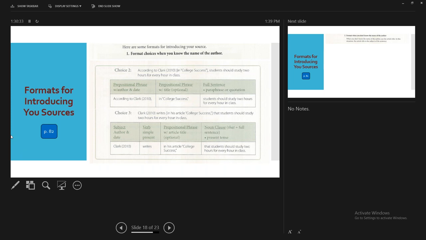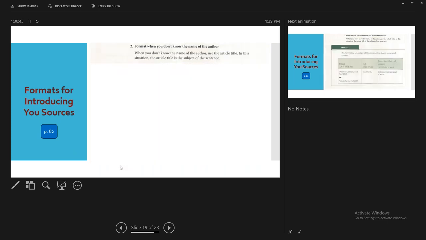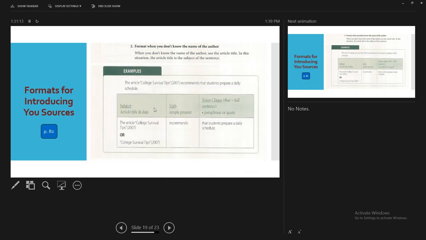No. Okay. Again, please, you can refer to it in your book, page 81, 82. Read it again. If you have any question later on, you can still ask me. Now, the second format, when we don't know the name of the author, you have a source, but the name is not mentioned and you don't know it. So what to do? When you don't know the name of the author, use the article title. In this situation, the article title is the subject of the sentence, okay? So the focus would be on what? The title. Let's have a look at the examples here.